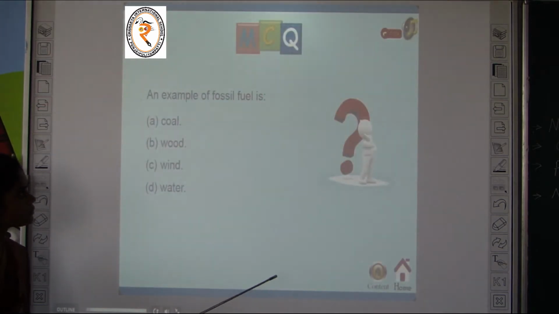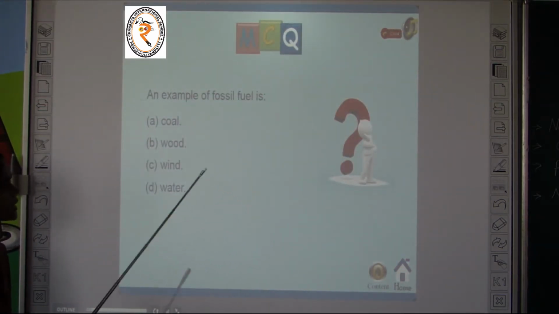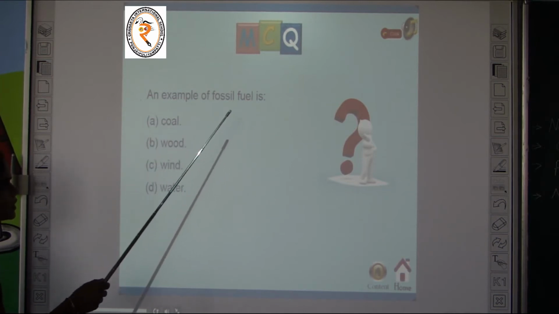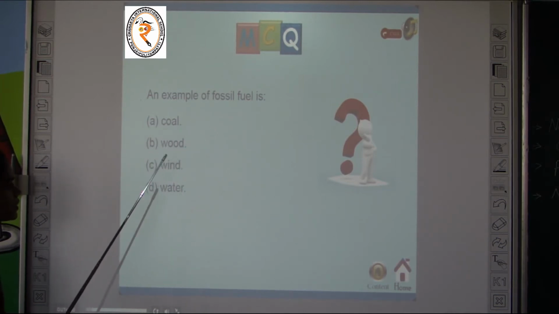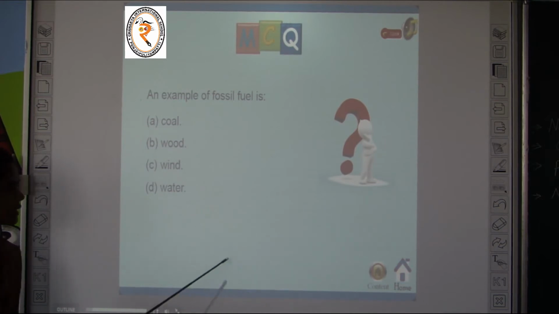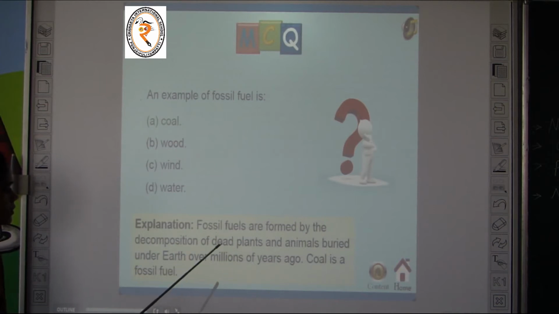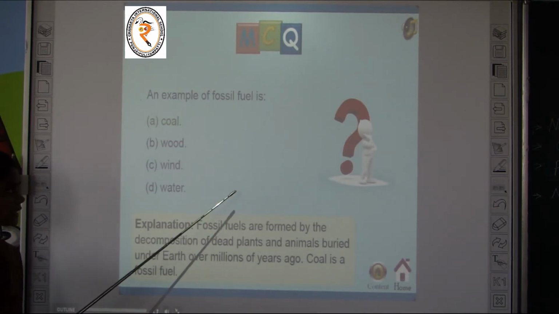The next one. It is your turn. See the question. An example of fossil fuel is coal, wood, wind, or water. What is the answer? The answer is coal. See, fossil fuels are formed by the decomposition of dead plants and animals buried under earth over millions of years ago. So, coal is a fossil fuel. So, which one is a fossil fuel? It is coal. And the next one.